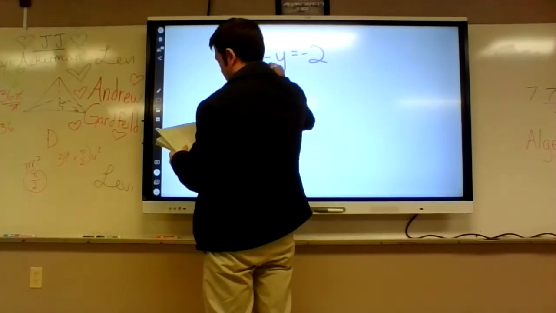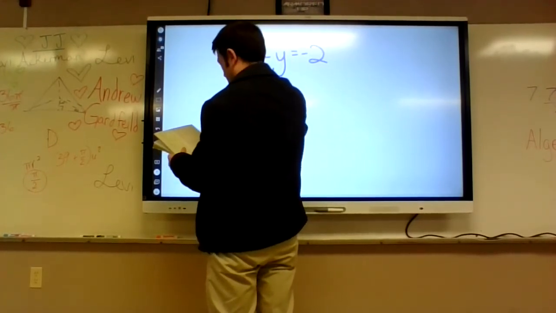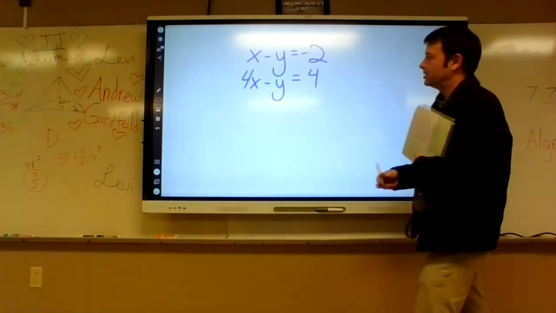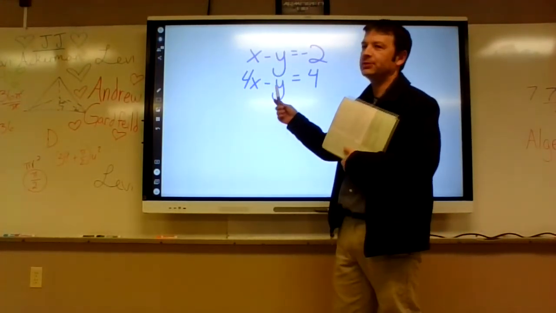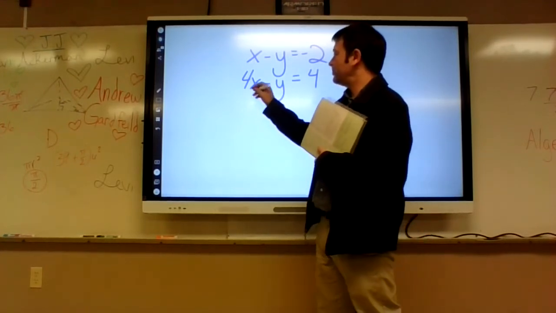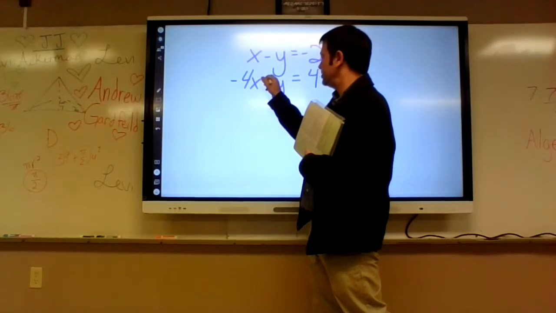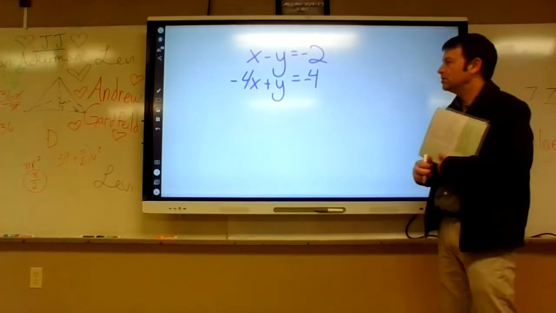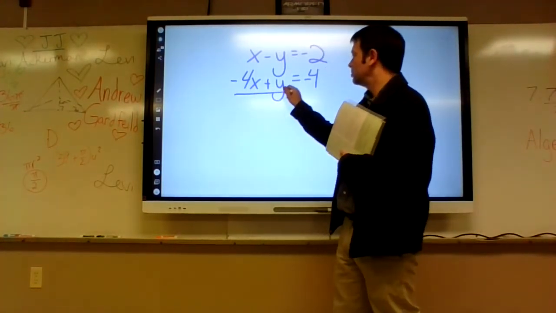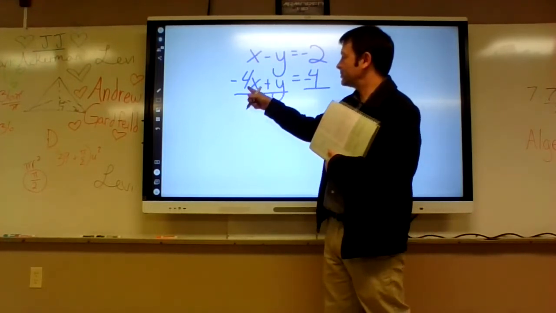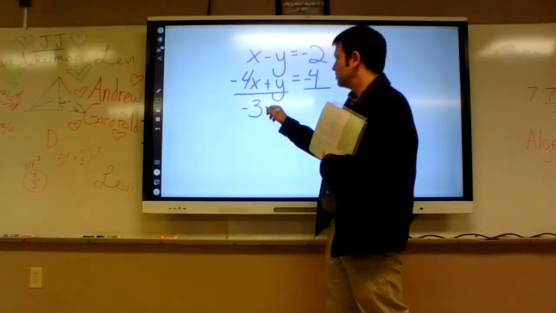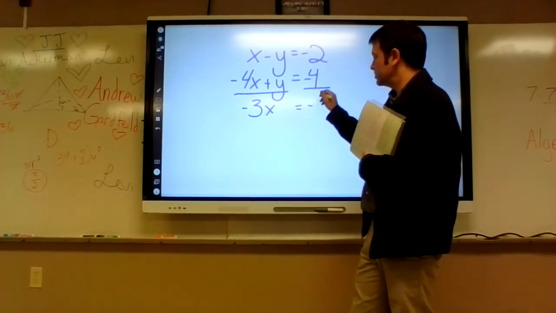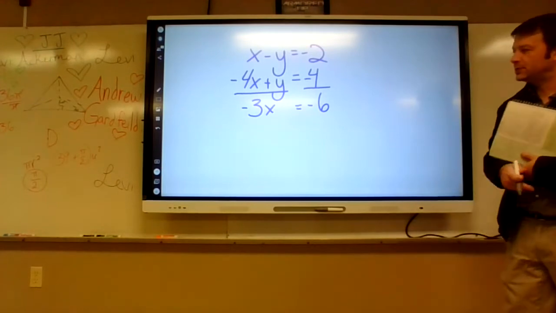Okay, so we're choosing on this one. Do you want to do substitution or elimination? Elimination. How could I get rid of the y's? Multiply by negative 1. Right. If I multiply the bottom times negative 1, all those signs switch. So I got 1x minus 4x. The y's go away. And negative 2 minus 4 is negative 6. What's negative 6 divided by negative 3?